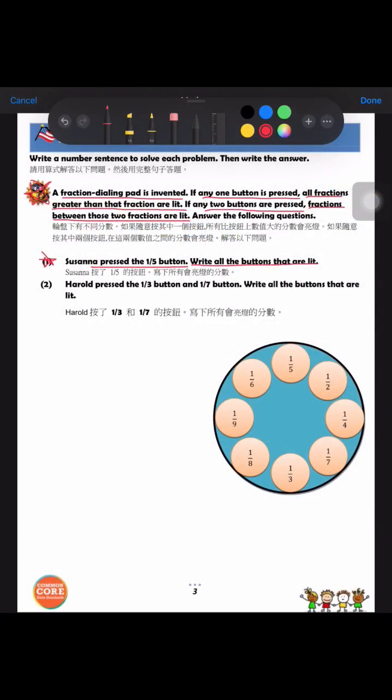So we find the answer of question 1. The fractions that are lit include 1 over 2, 1 over 3, and 1 over 4. Okay, now we move on to the next question.